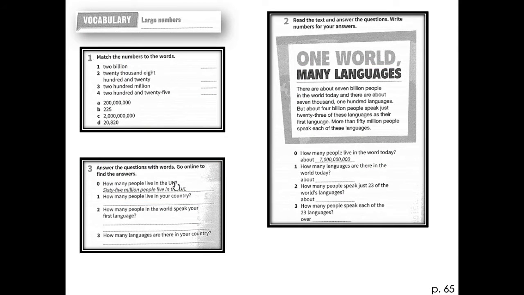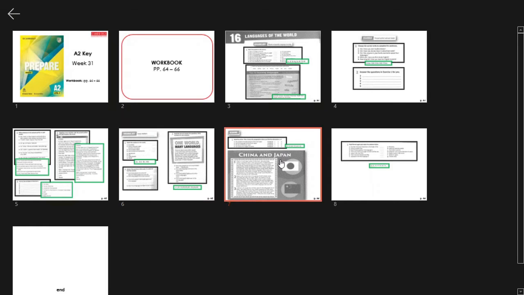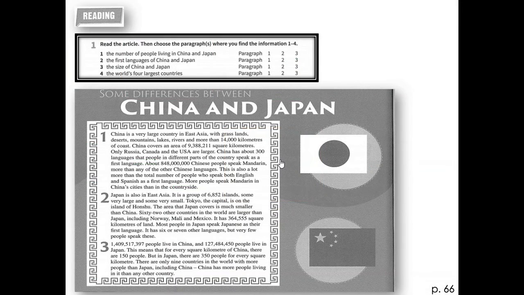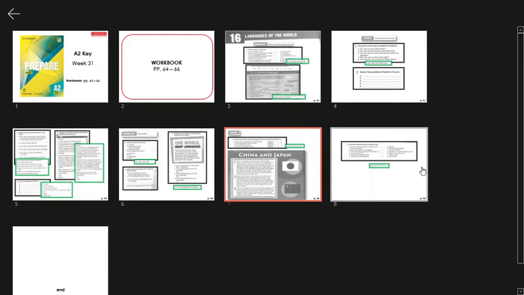Next, the other half of page 65 looks like this. Large numbers. And then moving on to page 66 is reading. So it looks like this. Some differences between China and Japan. The questions are on the same page in your book or handout. It's only my slides that show this here, and it's a bit small. Hopefully you can read this.